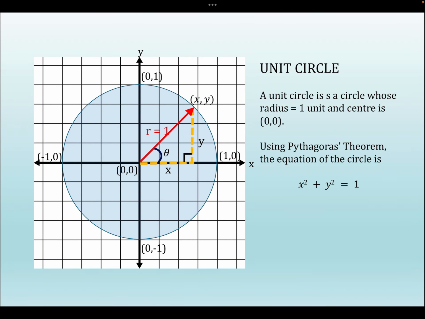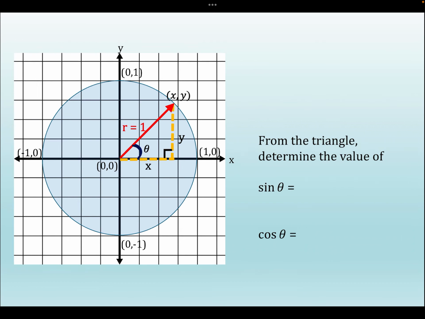Now, let's have a look at a unit circle. You should recall that for a unit circle, the radius is always 1 unit, and the center is always the origin, 0, 0. So we know, using Pythagoras' theorem, the equation of the circle is x squared plus y squared equals 1. Now, let's have a look at the circle again from the triangle.